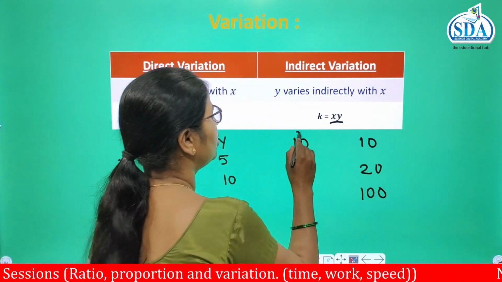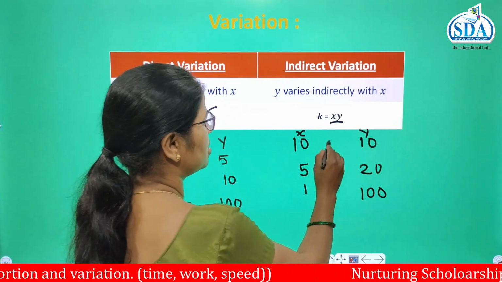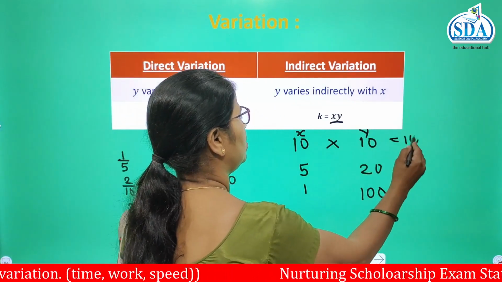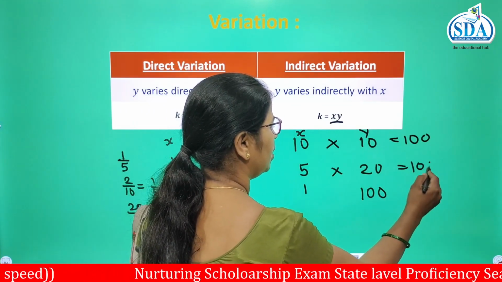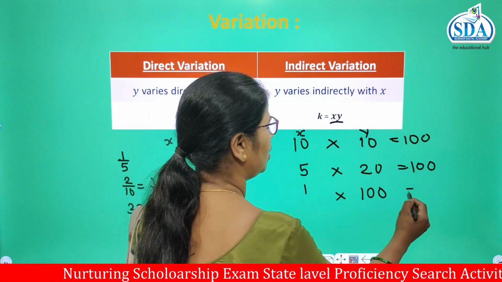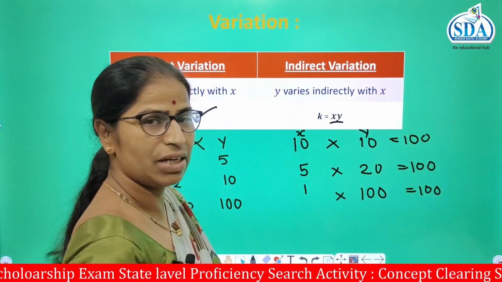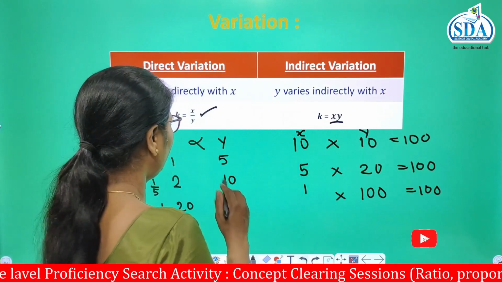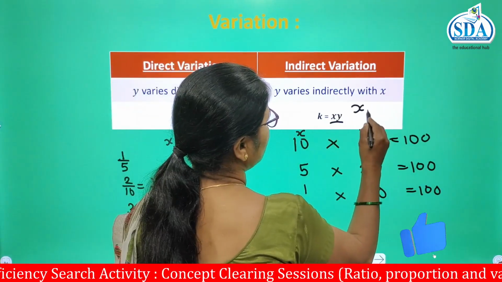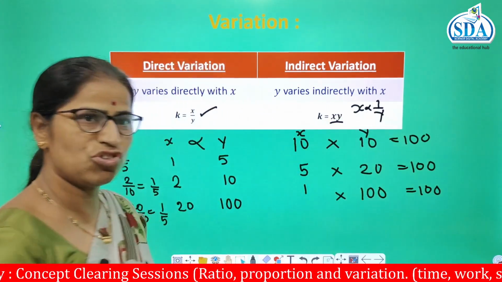Now this is the quantity x and this one is y. Now take the product. 10 tens are 100. 5 20s are 100. And 100 ones are 100. Therefore, the product in case of indirect variation is always constant. We can write x is inversely proportional to y in such a way.